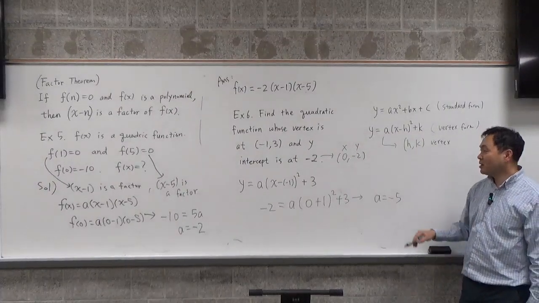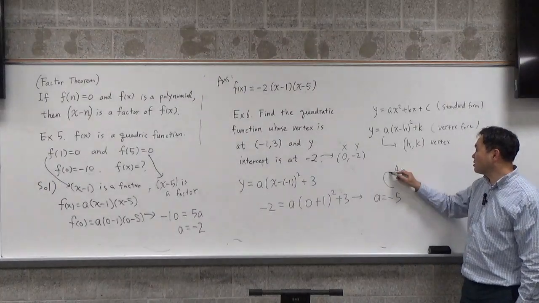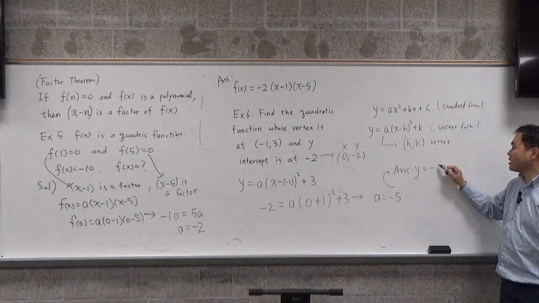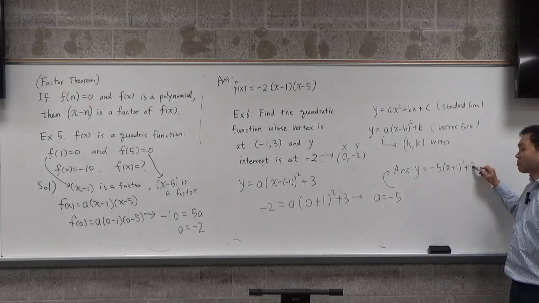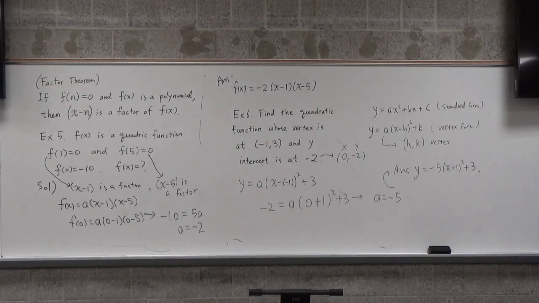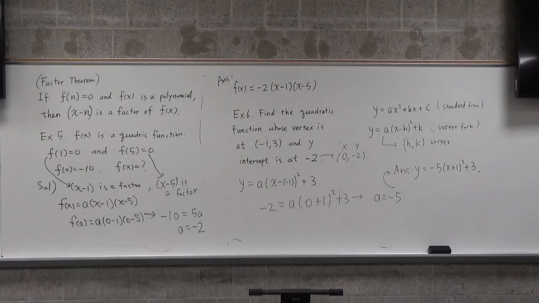Solving this. And now you plug that in, you get the answer, which is y equals -5 times x plus 1 squared plus 3. That's it. Pretty quick, right? All you have to remember is that there's the vertex form to use if your vertex is given.